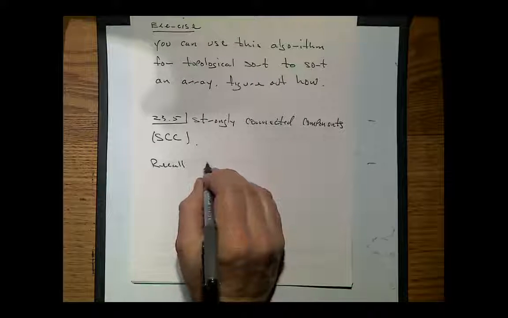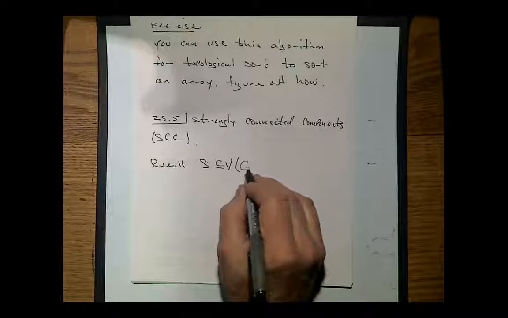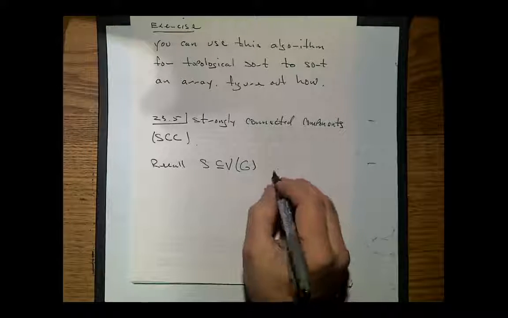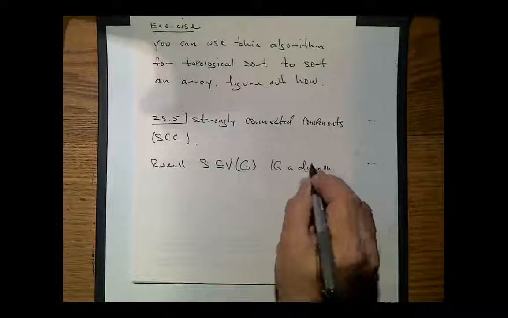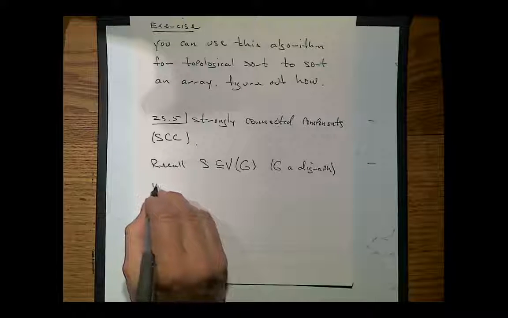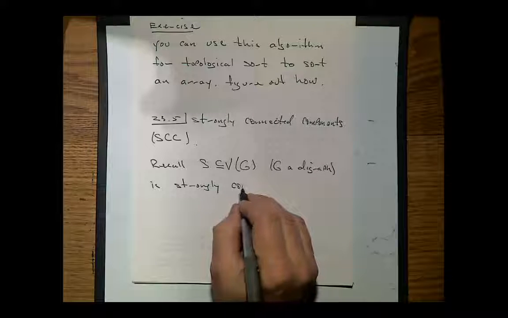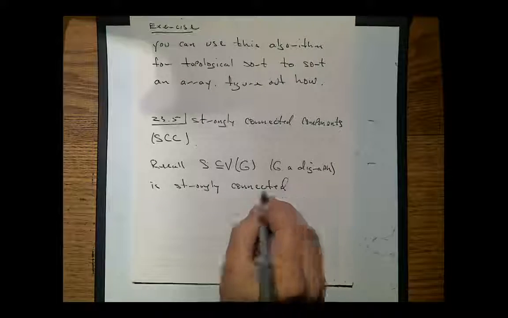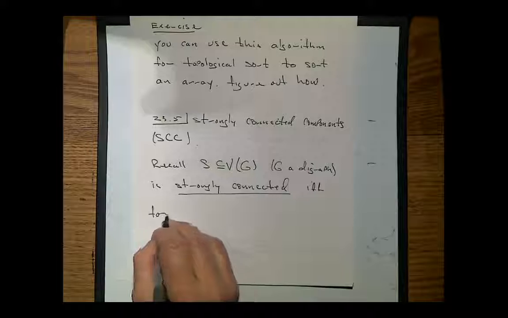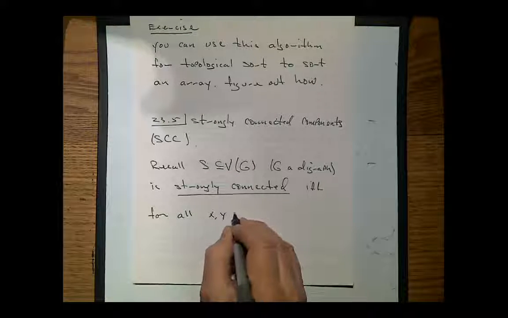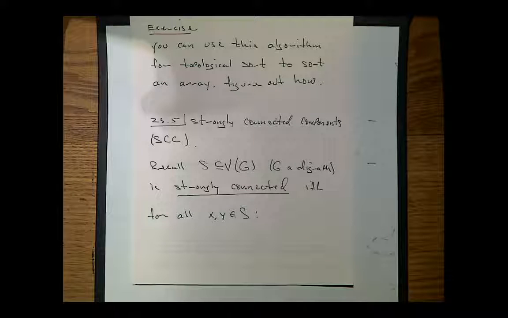So recall, a subset S of the vertex set of a digraph G is called strongly connected if and only if for all x, y in S, x is reachable from y, and y is reachable from x.